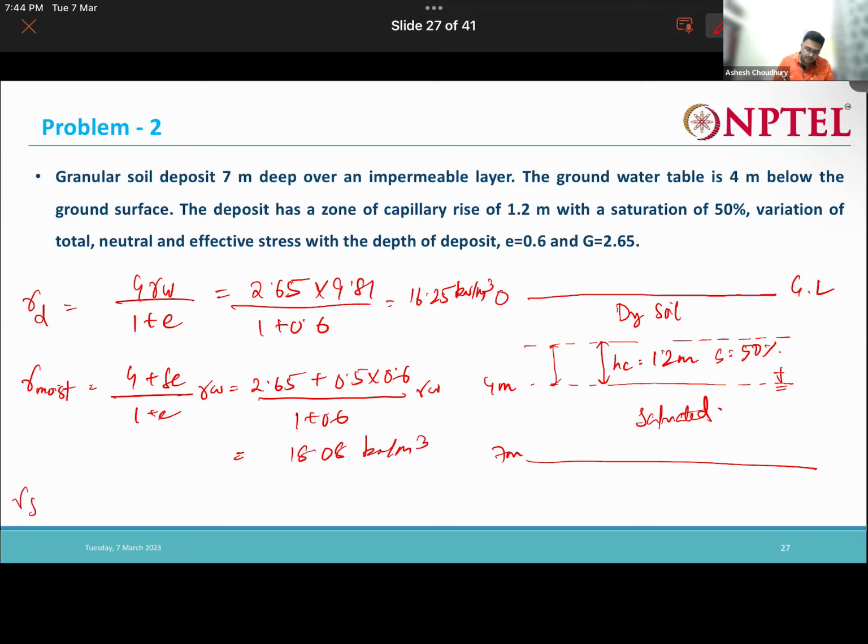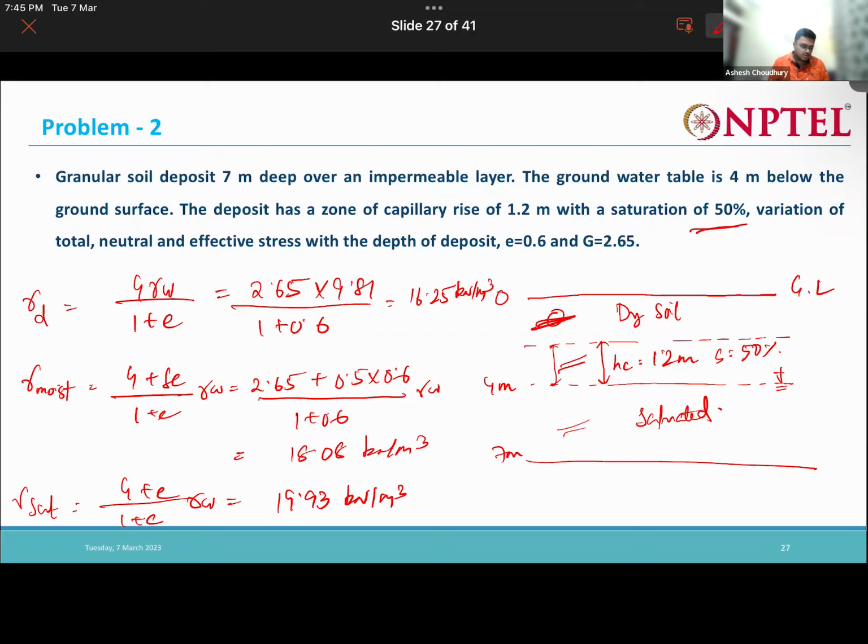And then saturated finally: (G plus e) by (1 plus e) into gamma w, which is 19.93. Okay, so here it's dry soil, so the dry unit weight will be used here. Here we have moist, it's given saturation is 50% in this place, and then we have our saturated.